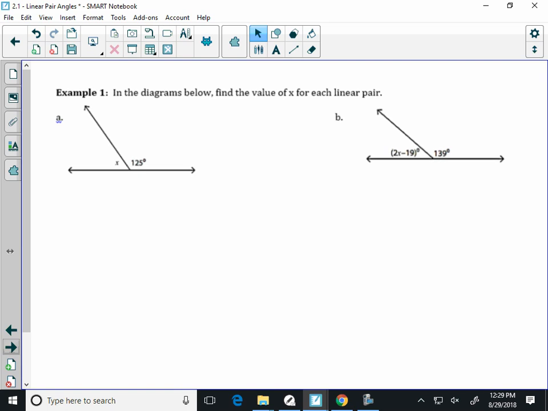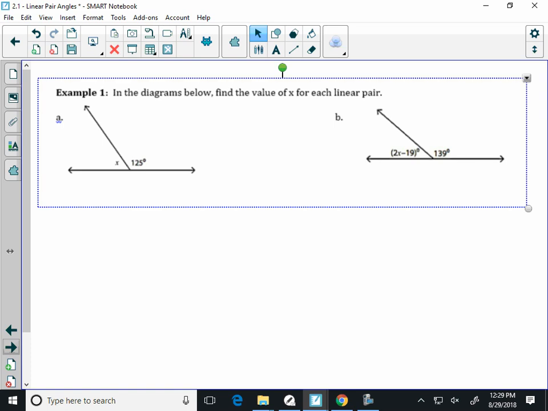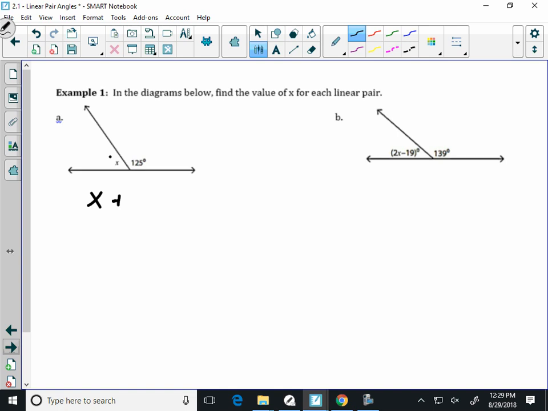Example 1 says, in the diagram below, find the value of x for each linear pair. Well, we know we have a linear pair. We have two adjacent angles creating a straight line. So what are they going to add to? 180. So you do this angle, which is x, plus this angle, which is 25, and it equals 180.